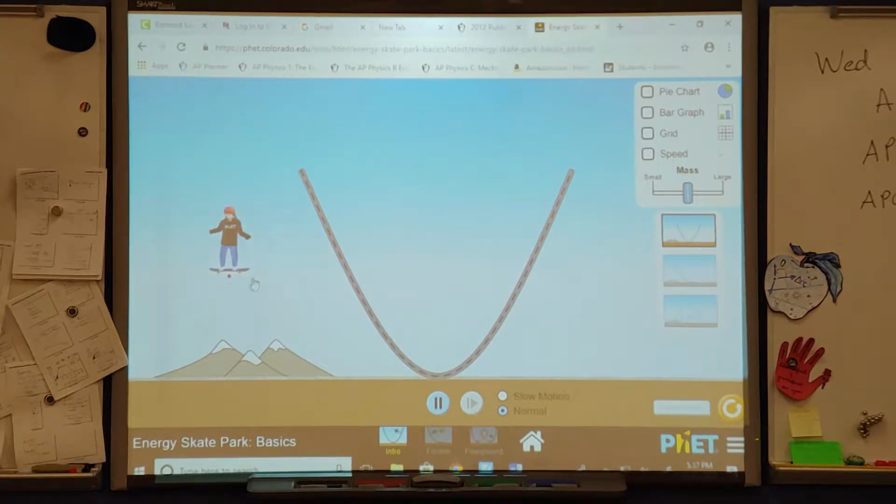Over here would have some energy associated with it. Maybe this is 20 joules. I let go of them. That's how much potential energy they have, and you can see that it goes into kinetic energy and then back and forth into potential energy.